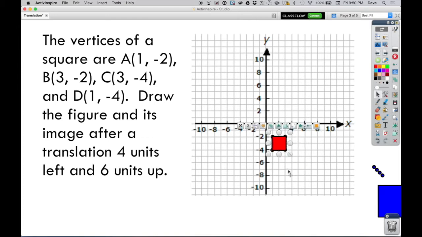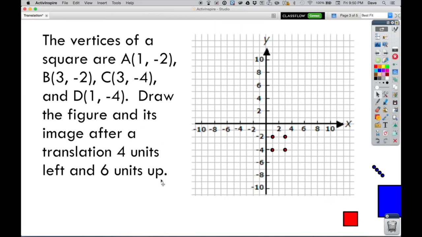This is the original shape. Some books refer to it as the pre-image. All right, now what we're going to do is we're going to draw its image after a translation 4 units left and 6 units up. So this is one way you'll see a translation described, specifically just in words, telling you exactly what directions and how far to move.